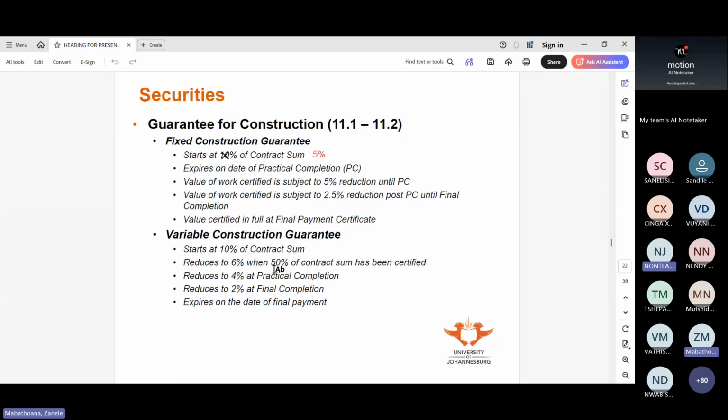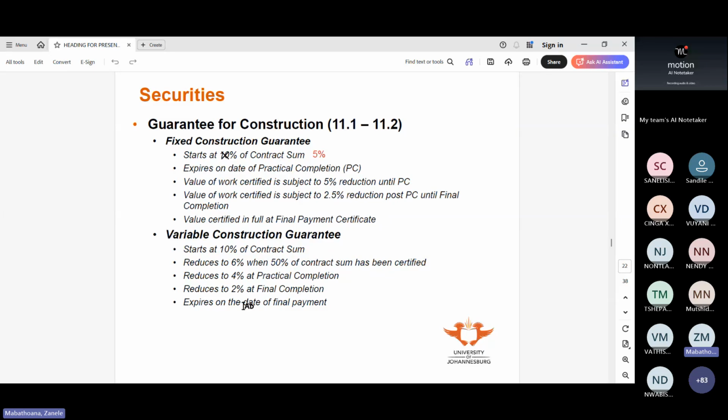And then when he reaches practical completion, we say, okay, fine. At practical completion, we are happy with a construction guarantee of 4%. So then it goes down from the 6 to the 4. So you see why it's called variable. Then at final completion, 2%. And then when we issue the final payment, which is at final account, we release everything. So it's called variable because you start at 10 and then you keep varying it at different stages of the project. Then the fixed one is where you get your 5%, and that 5% stays throughout, but you augment it with your payment reduction, which is that retention.